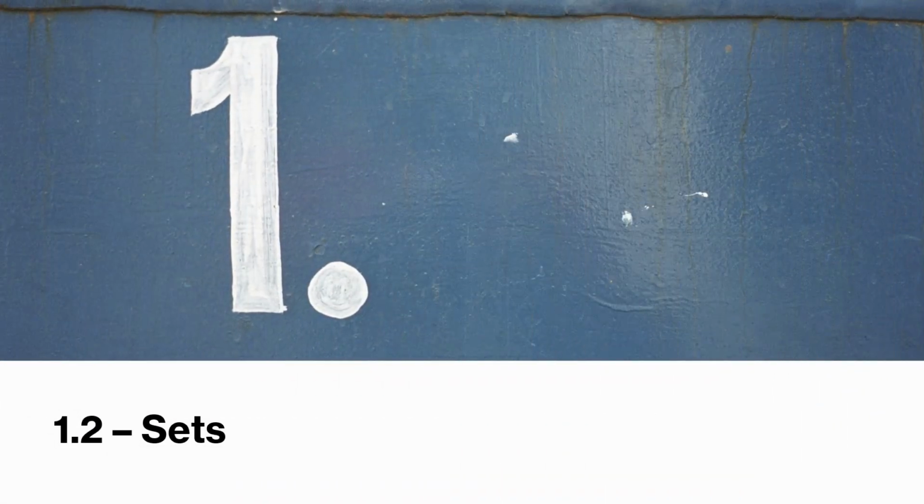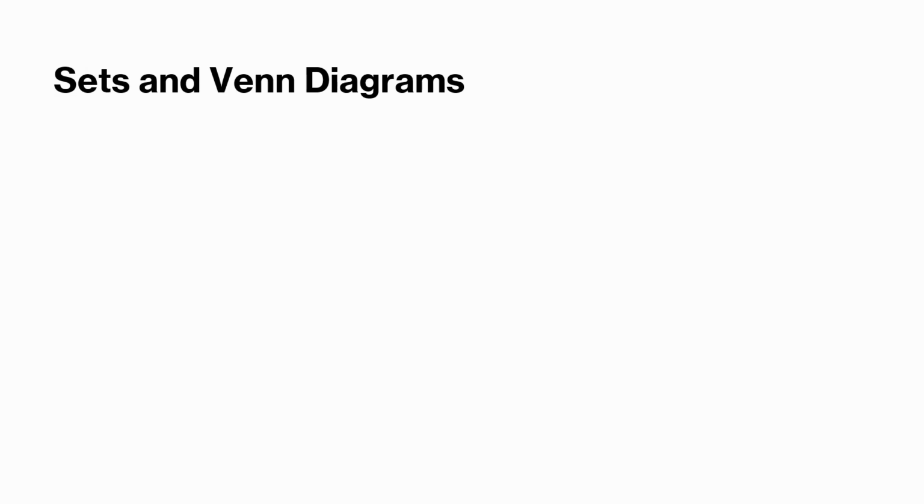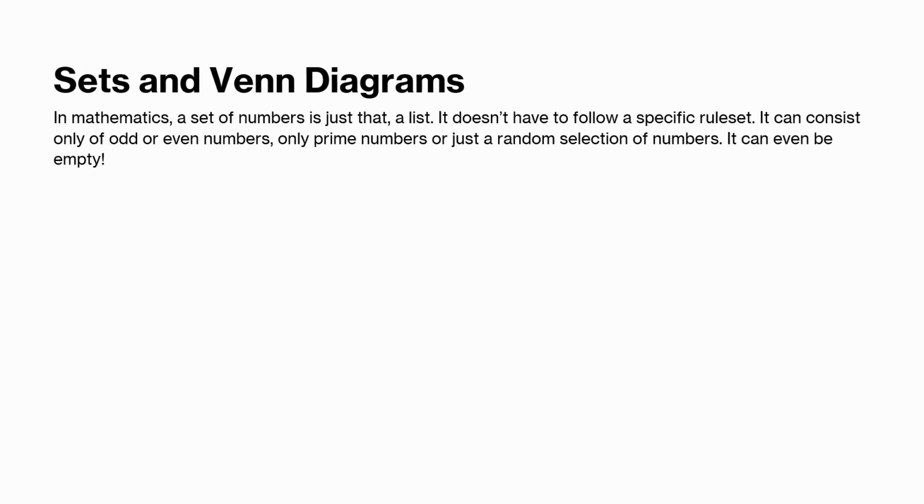Today we'll be diving into the second topic of the first chapter, sets. Now in maths, a set of numbers is just that, it's just a list. It doesn't have to follow a specific rule set. It can consist of only odd numbers, only even numbers, only prime numbers, or even just a random selection of numbers. It can even be empty. It doesn't even have to be numbers.